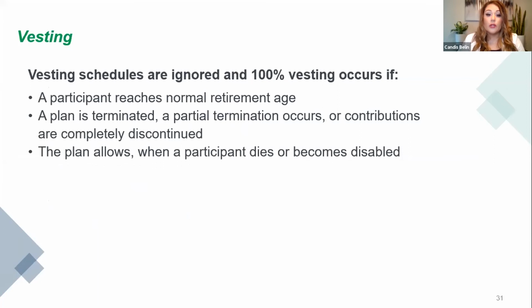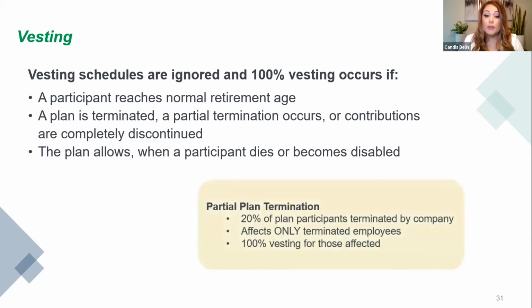So vesting schedules are ignored, and 100% vesting occurs if one of the following things happens. Participant reaches normal retirement age, which is described in your plan document. If the plan is terminated, everybody with an account balance is 100% vested upon plan termination. If a partial termination occurs, and that is when 20% of plan participants are terminated by the company, this affects only the terminated employees, and we have to 100% vest them. And then also, if the plan allows, when a participant dies or becomes permanently disabled, we can 100% vest them. It's an option in the plan.